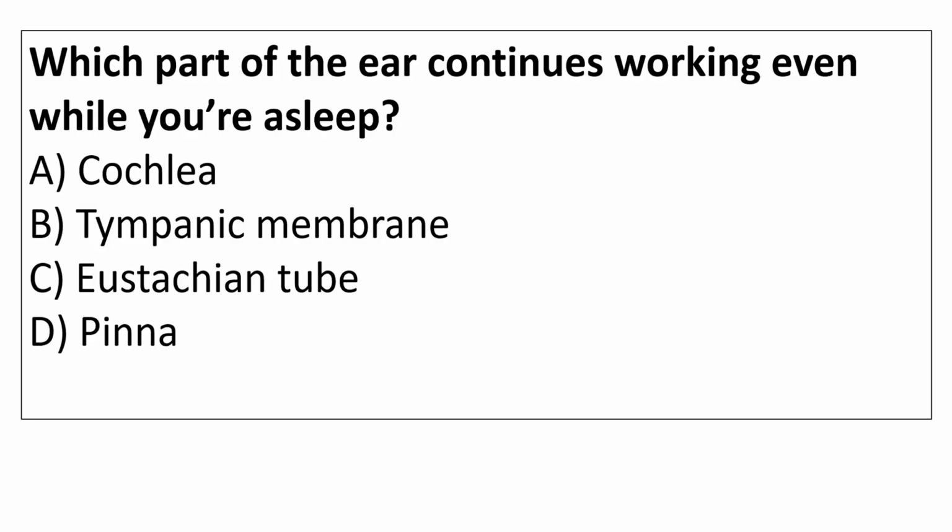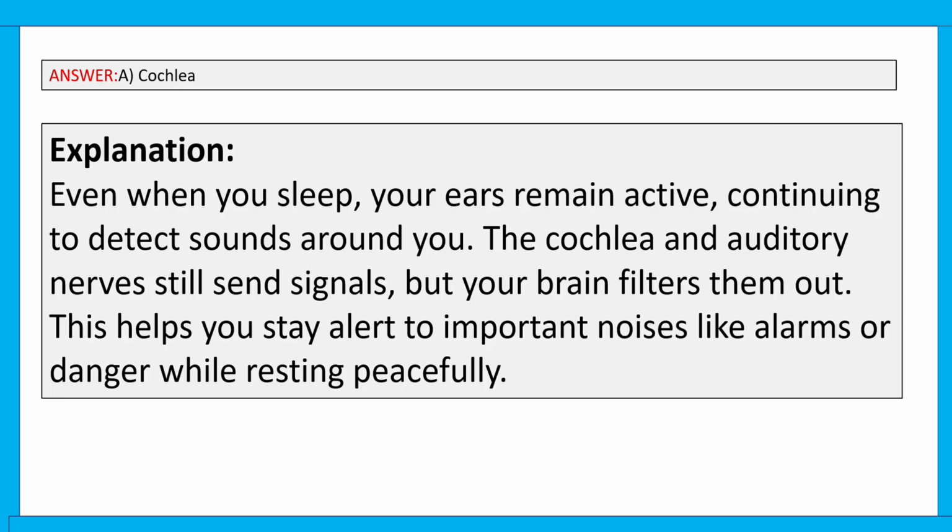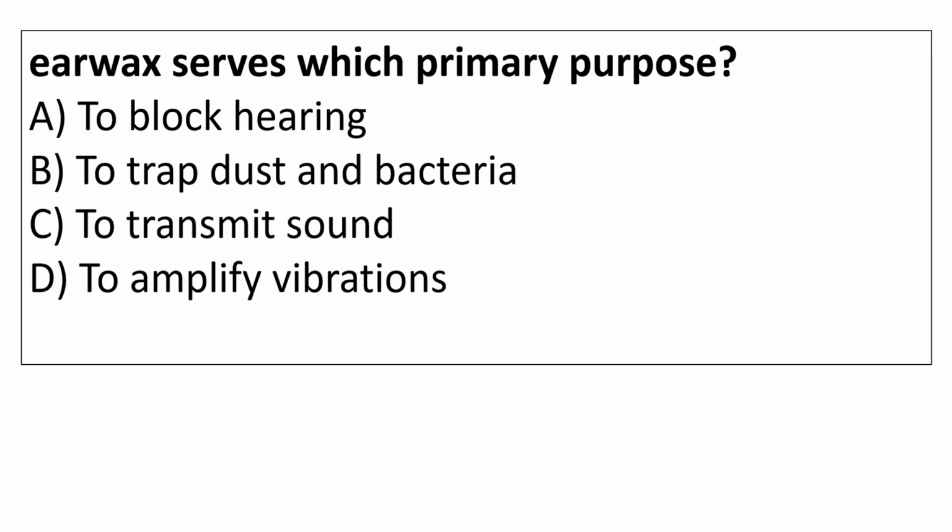Which part of the ear continues working even when you are asleep? Option A, cochlea. Option B, tympanic membrane. Option C, Eustachian tube. Option D, pinna. The right answer is option A, cochlea. Even when you sleep, your ears remain active, continuing to detect sounds around you. The cochlea and auditory nerves still send signals, but your brain filters them out. This helps you stay alert to important noises like alarms or danger while resting peacefully.